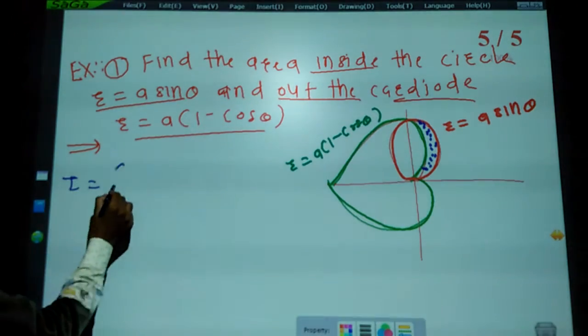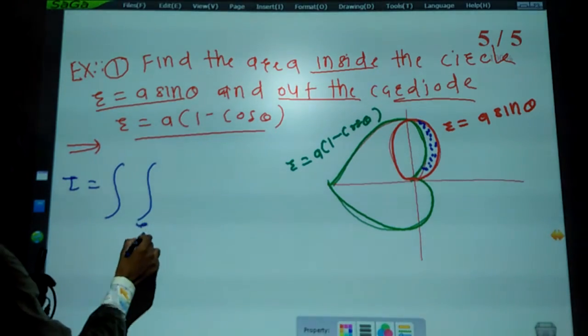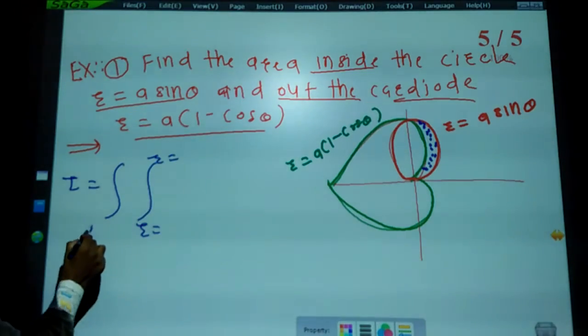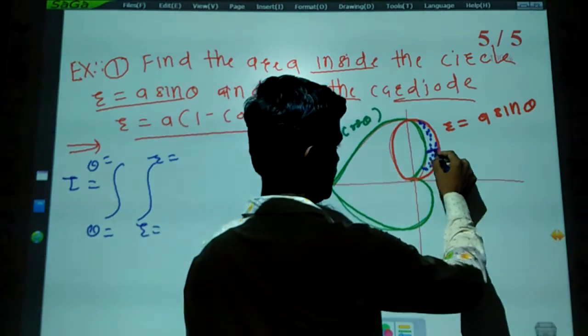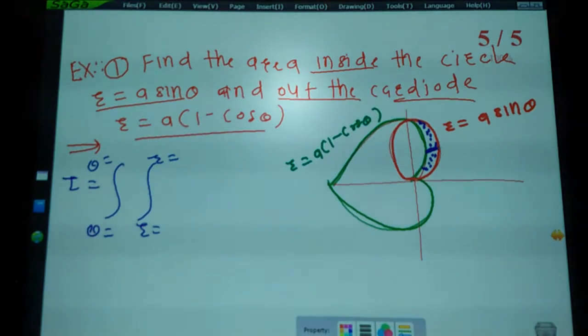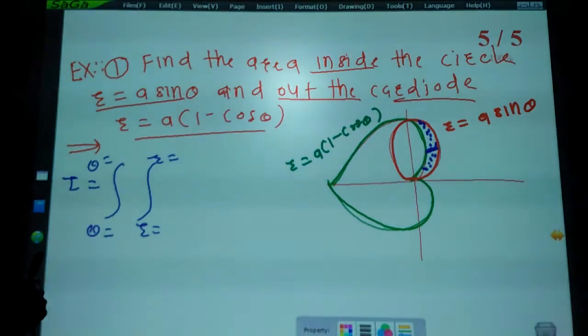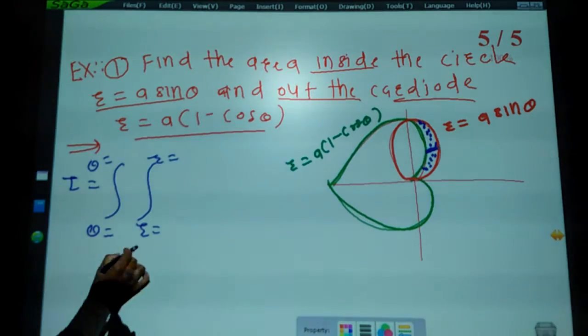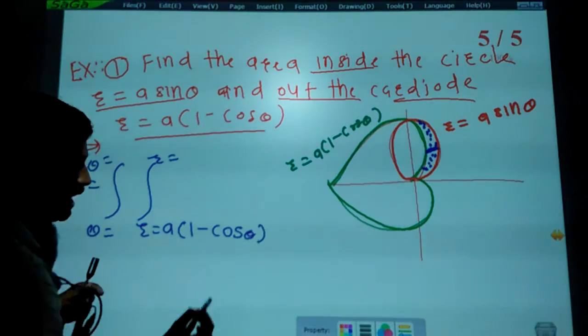So I is equal to double integration. Polar form is very simple because the inner integration is with respect to r and the outer integration is with respect to theta. So what is the radius for this part? Suppose there is any strip. What are the one end and other end of the given strip? The lower end of that strip is r equal to the cardioid, and that cardioid is r is equal to 1 minus cos theta.